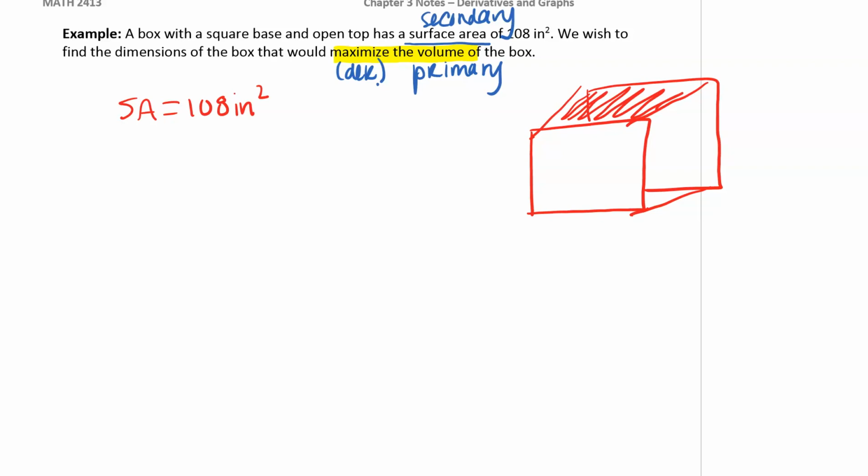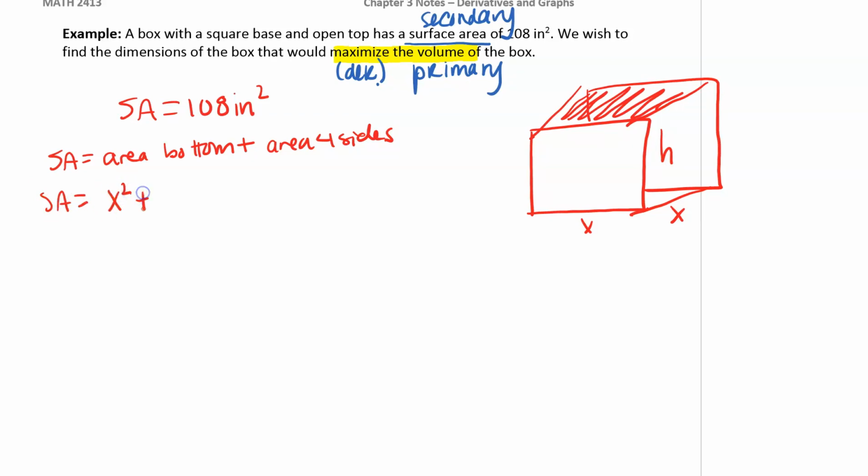And so we know that surface area of a box is going to be equal to the area of the bottom plus the area of the four sides. Now it says that this box is a square base, so let me call this x and this x. And then it did not say it was a square box, and so we're going to call the height of it h. So in order to get this surface area, the area of the bottom would be x times x, which is x squared, plus the area of the four sides. Well, that would mean 4 times x times h, because h is the height and x is the width.